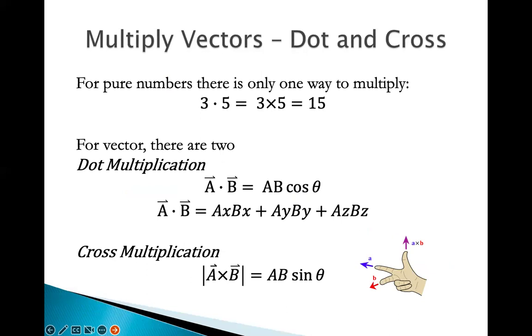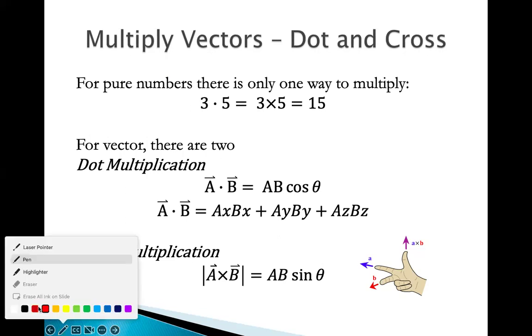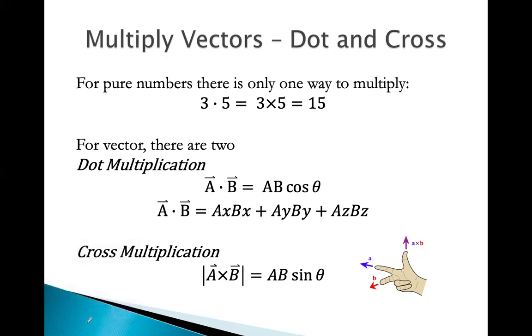There are two types of multiplications. We can write 3 times 5 in two ways, right? 3 dot 5 or 3 cross 5. They actually mean the same thing because you get 15 out of both of them. For vectors, the dot multiplication and the cross multiplication mean different things. Vector A dot multiplied by vector B actually gives us a scalar, which means it gives us a quantity with only magnitude, not direction. So this is called a dot multiplication.